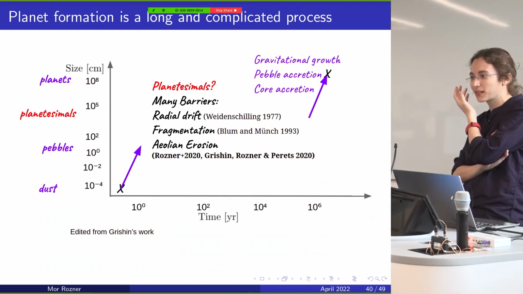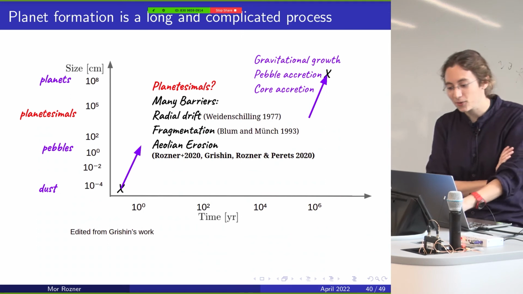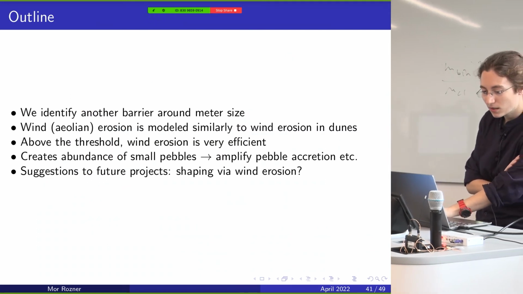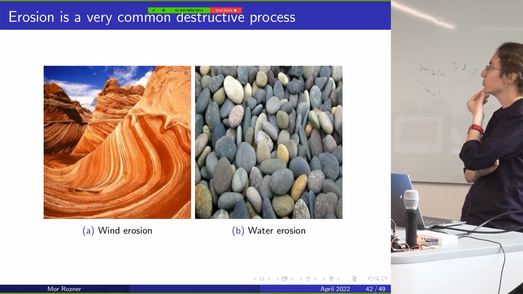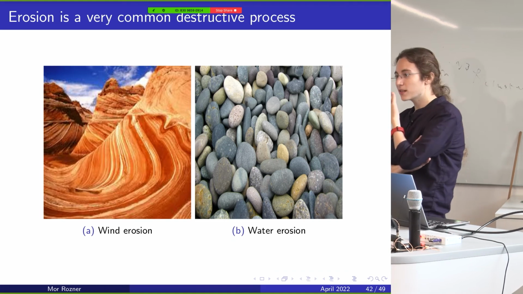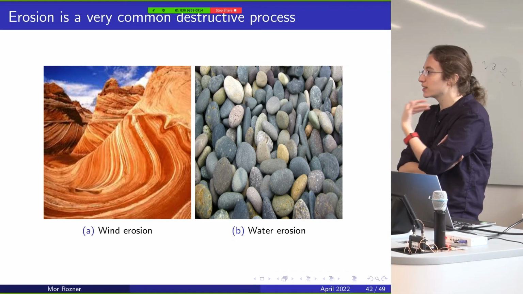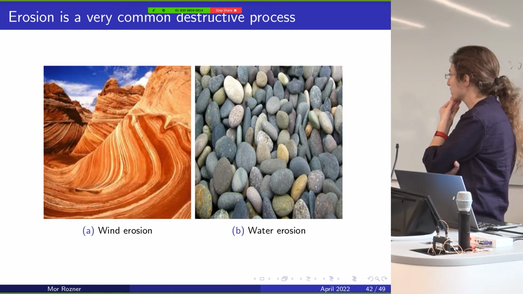Okay, so what I will suggest here is that the process of planet formation is not hard enough, so we should suggest another barrier, which we will term oil and erosion. So I will begin with convincing you that you actually know what erosion is. Think about a pile of sand, and then the wind comes and blows and takes the upper layer of the sand.